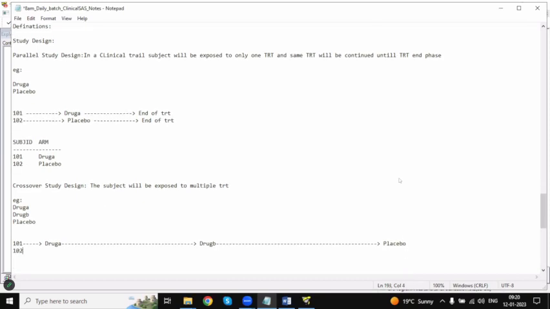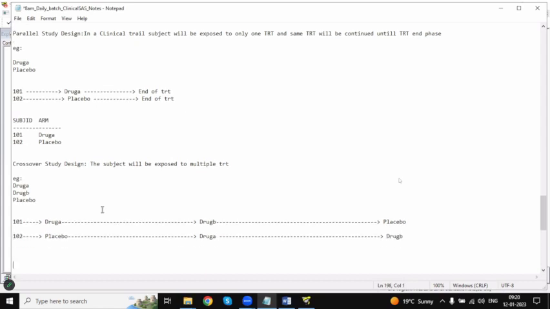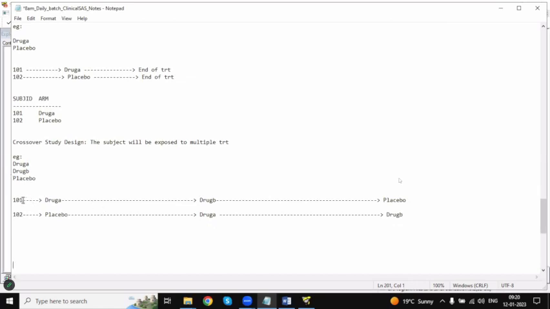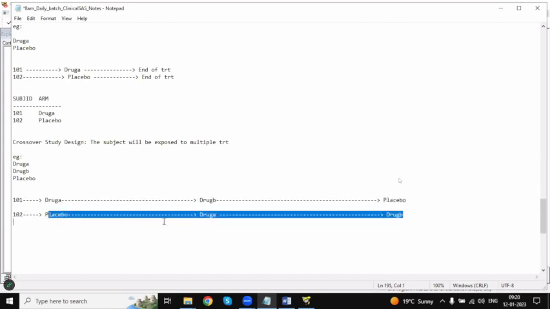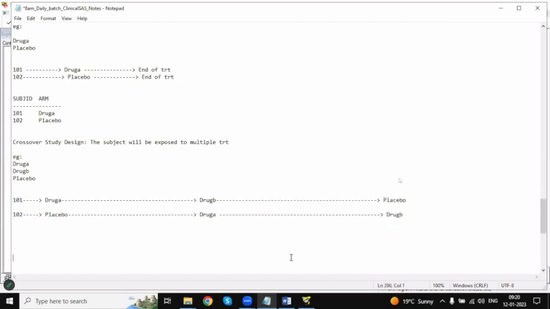Similarly, subject 102: let us assume first he is taking the placebo. After some days, he is taking drug A. After some days, he is taking drug B. So observe here, one subject is taking multiple treatments: drug A, drug B, placebo. Subject 102 is taking placebo, drug A, drug B. If we take like this, it's a crossover study design.